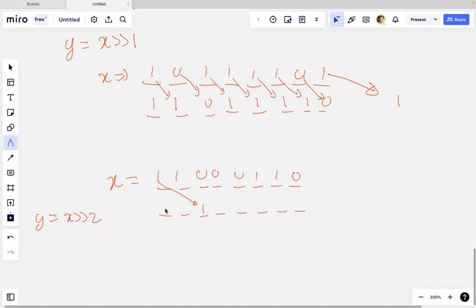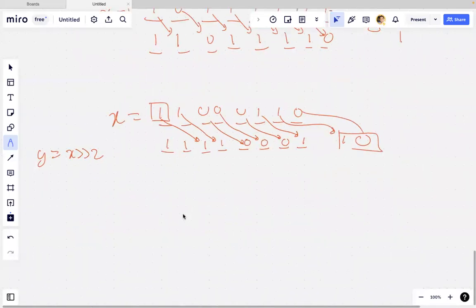Now this 1 comes to here. This bit comes to here. This 1 comes to here. This 0 comes to here. This 0 comes to here. This 0 comes to here. This 1 comes to here. This 1 is out of bound. This 0 is out of bound. Bound ignore. Okay. Now there are 2 missing bits. How to fill? Check the existing bit. It is 1. 1 means minus. Then the missing bits should be filled by 1. Okay. This is how you shift.